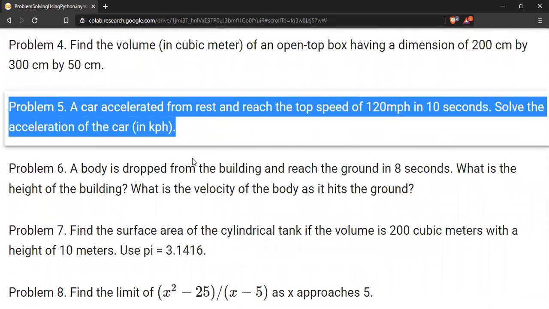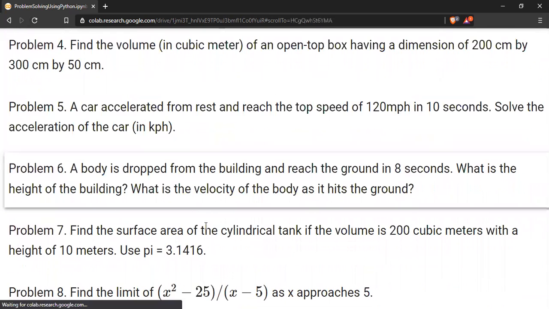Okay, now for problem number 5. This is a problem in physics. A car accelerated from rest and reached the top speed of 120 miles per hour in 10 seconds. Solve the acceleration in kilometers per hour. So this is just conversion of units.